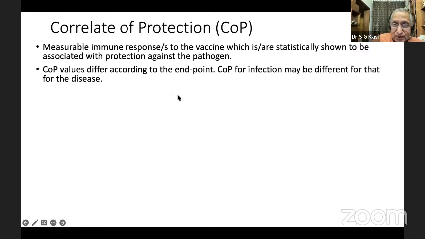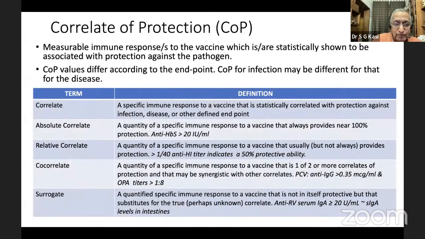We must remember that this correlate is not an absolute value. Correlate of protection for sterilizing immunity will be different from invasive disease. It may be different for different serotypes. Even as far as PCV is concerned, the correlate of protection is different for different serotypes, although we say only 0.35 ml. Okay. There are different types of correlates of protection.